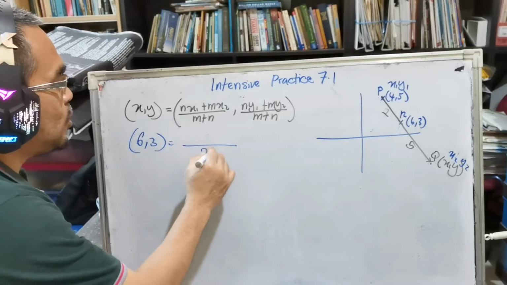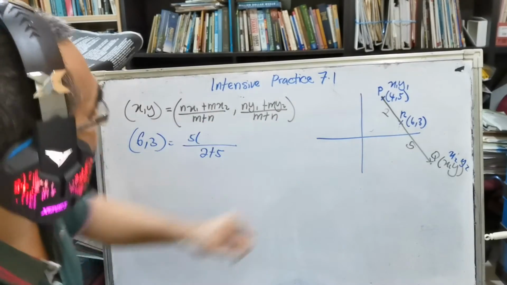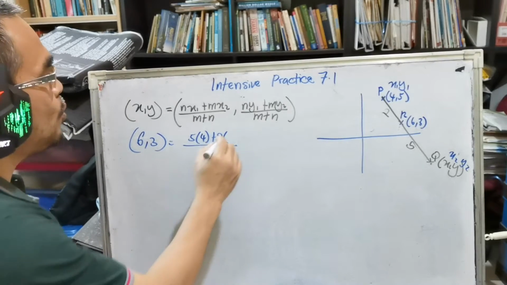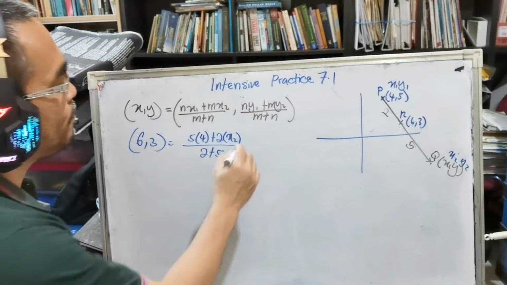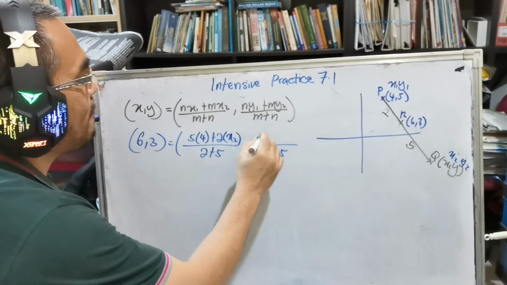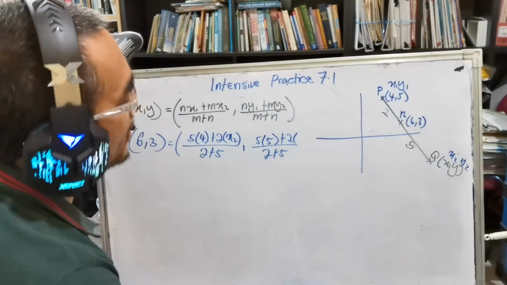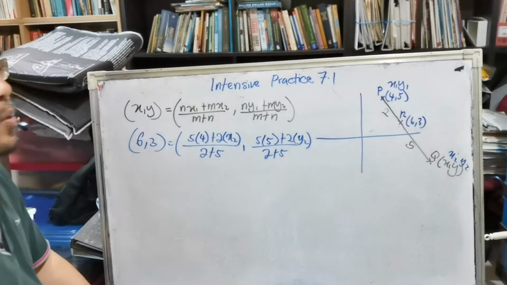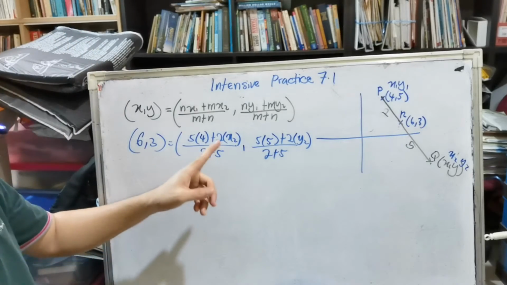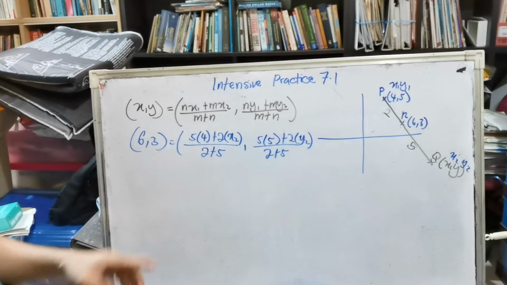So anyway, the ratio will be 2 plus 5. 5 times x1, x1 will be 4, plus 2 times x2, which we do not know, so label it x2. Similarly, we have 2 plus 5 again, 5 times y1, which is 5, plus 2 times y2. Okay, so in this case, when we have the coordinate in between, we are going to have to solve the equation.